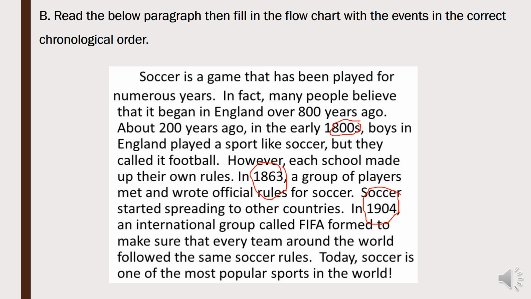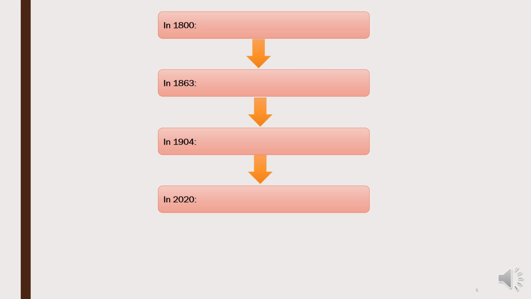Let's now move to the exercise. This chart is called a flow chart. In this chart, you have to write what happened in the 1800s. We said that in the 1800s, football was invented and a group of boys and girls in England were playing football. In 1863, a group of people started setting rules for football. In 1904, football became a popular game.